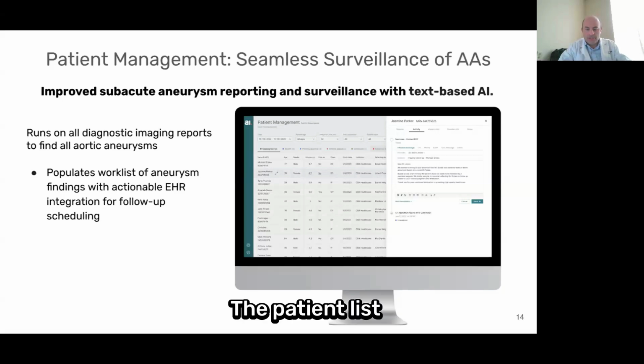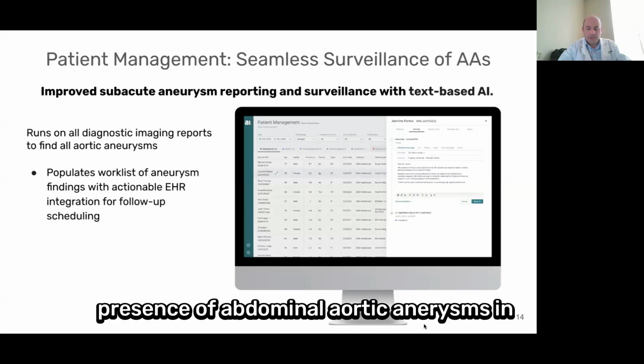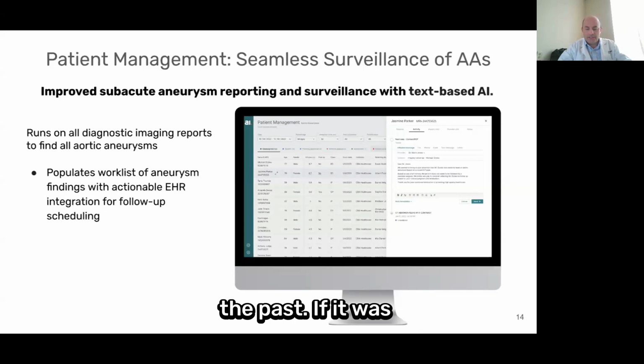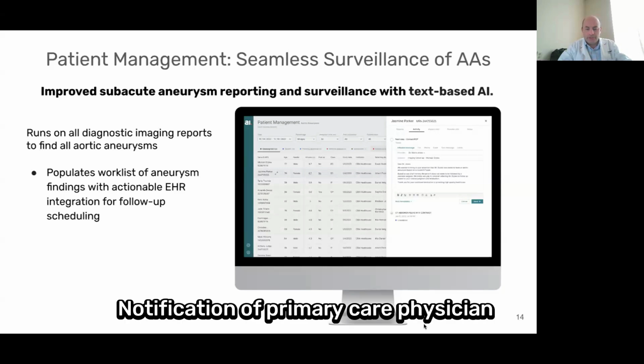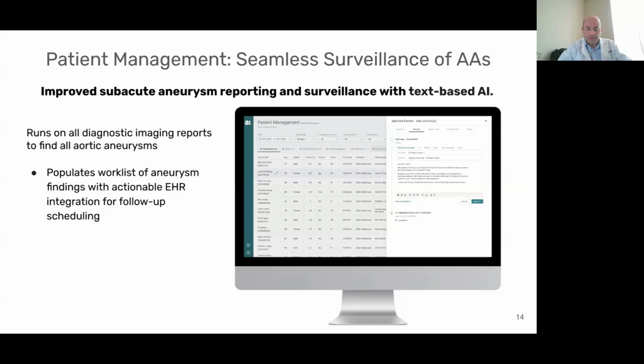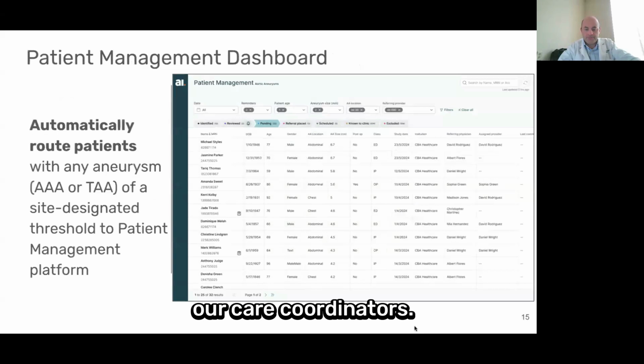The patient's list is being evaluated for presence of abdominal aortic aneurysm in the past, if it was a known finding, and then if it's a new finding, notification of primary care physician or ordering physician is done right now manually by our care coordinators. Next slide, please.